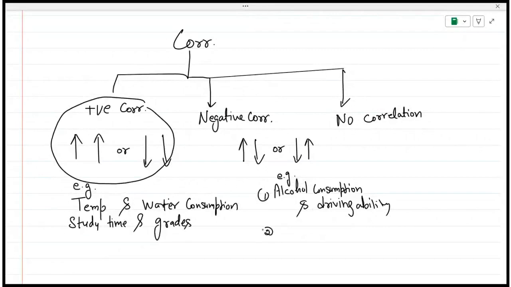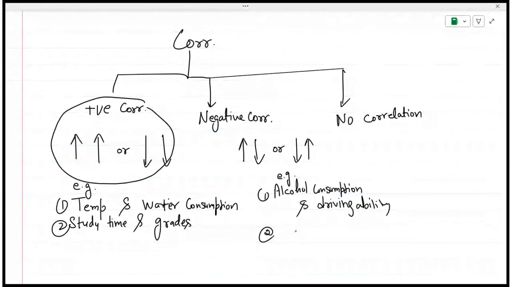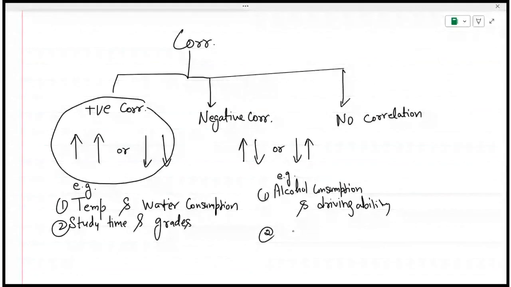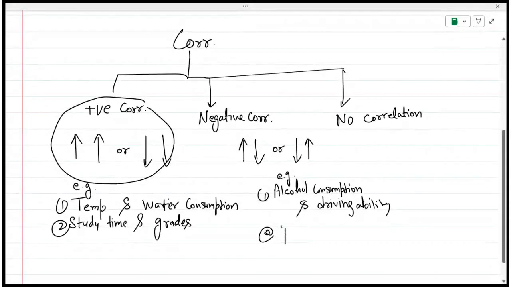The second example is price of a commodity and demand. If the price is so high that fewer people are able to purchase that thing. You must be observing that if tomato prices increase, then in our homes we take a smaller quantity of tomatoes. So in general it is true that if price increases, demand decreases.